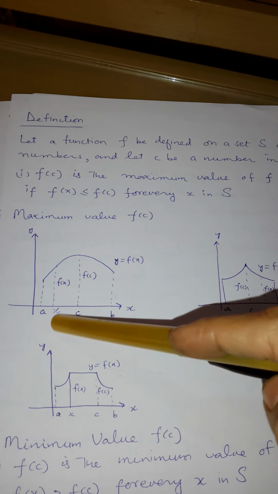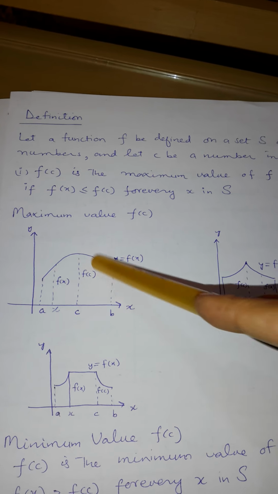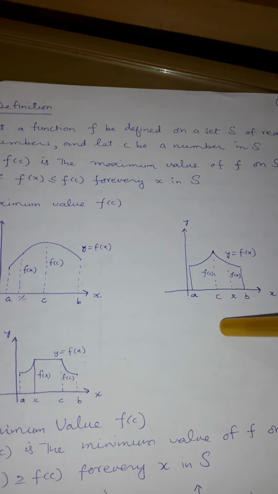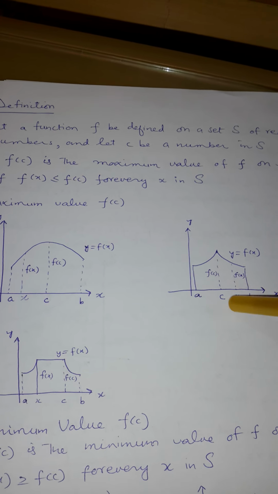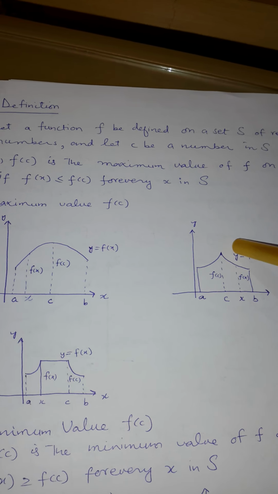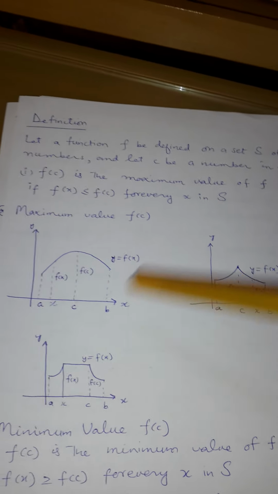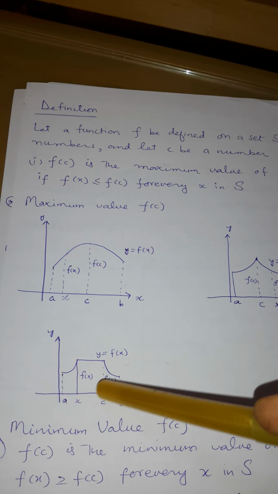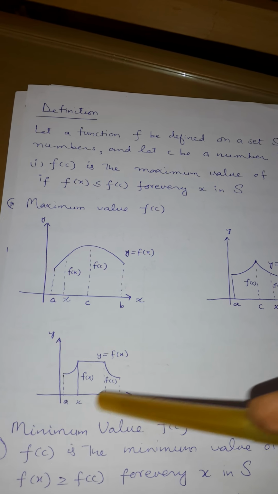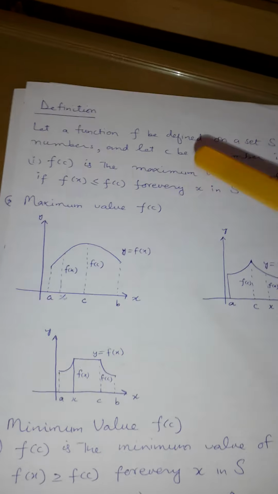Now at this point x is less than c and f of c is the maximum value of the function, and here you can see that c is less than x but f of c is the maximum value at this point. Now here you can see that f of x and f of c are equal. So in this case, the maximum value is f of c.